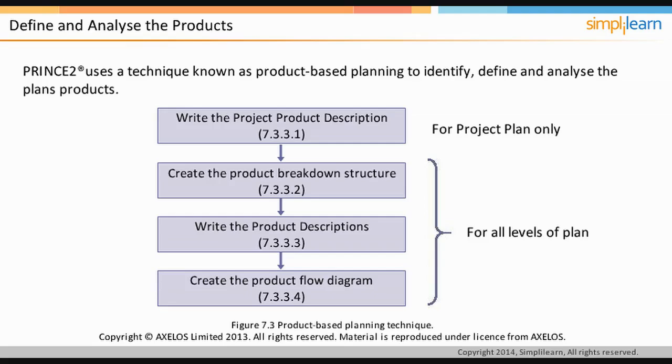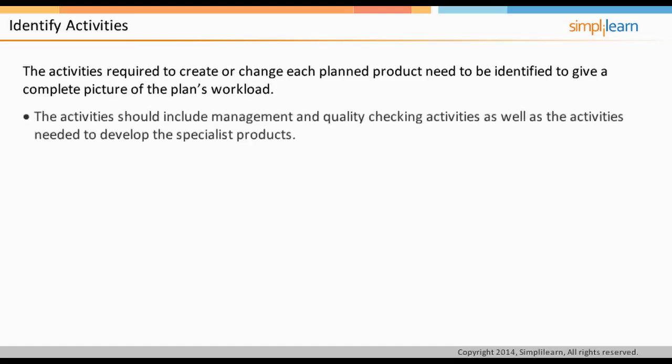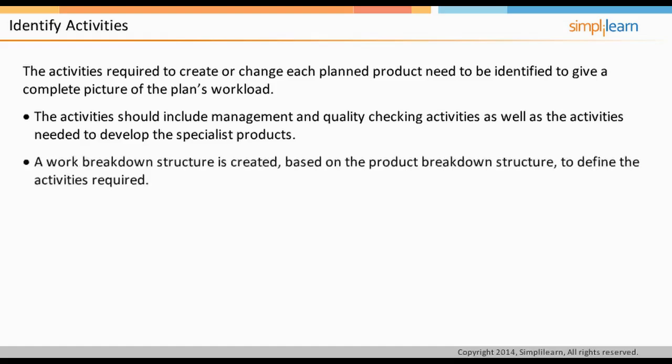That is, identifying activities and dependencies. The activities required to create or change each planned product need to be identified to give a complete picture of the plan's workload. The activities should include management and quality checking activities, as well as the activities needed to develop the specialist products. A work breakdown structure is created based on the product breakdown structure to define the activities required.